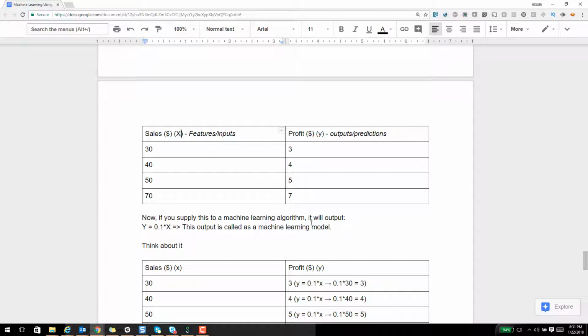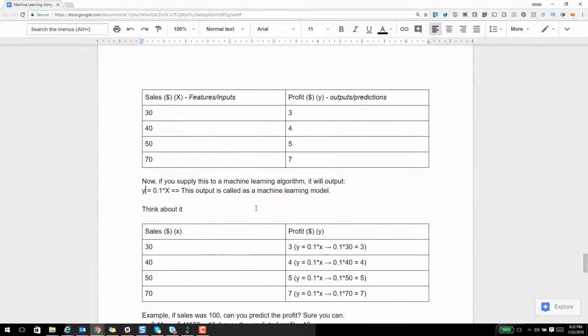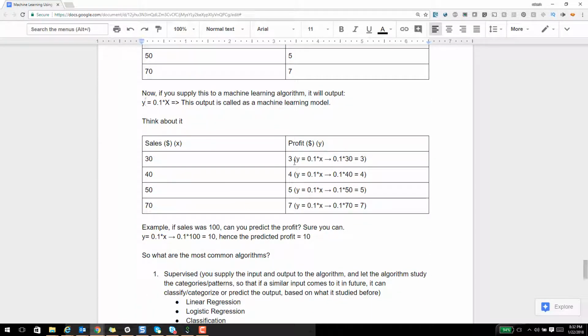So how will this look? If you supply this to machine learning, it will output y. Actually, this should be small y. y is equal to 0.1 times x. It's very simple. If you see, 3 is 0.1 multiplied by 30. And this is what the machine learning algorithm will do. Think about it, this is how the output looks. 3 is nothing but 0.1 times 30, which is the profit. Similarly, 4 is 0.1 times 40, and so on and so forth.